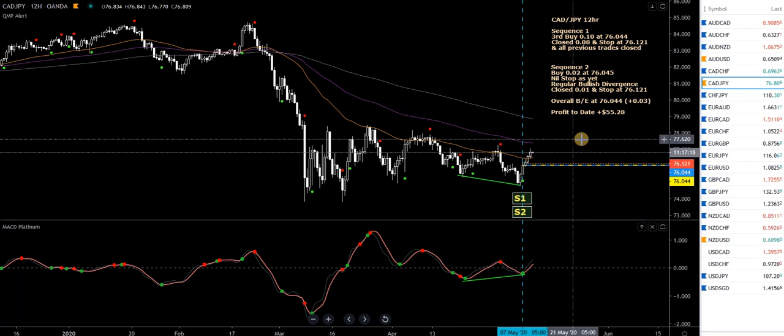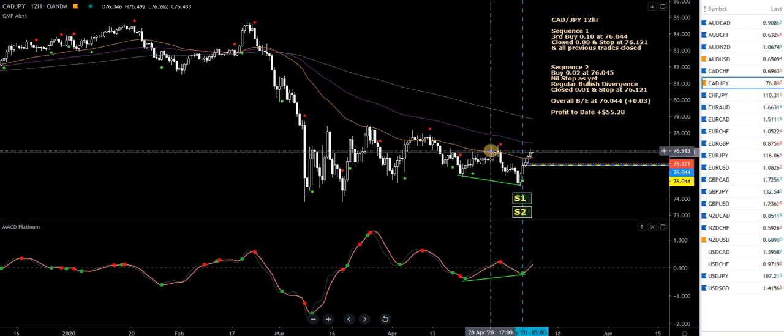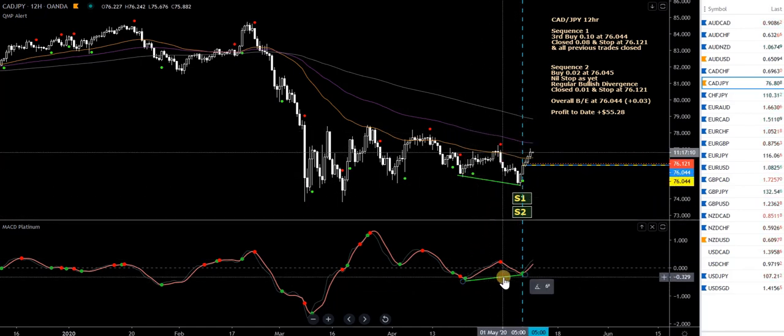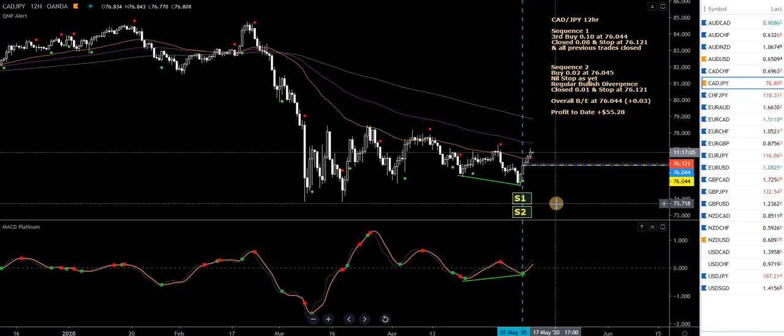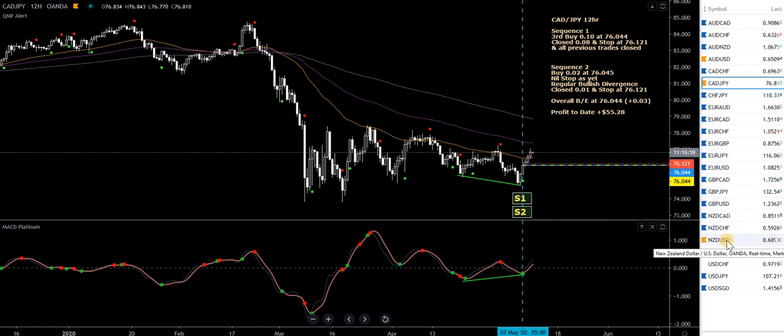This is a fairly new pair I'm trading. It's just getting up to this previous high. Also, we're into the MAs. There's nice divergence there, but it's just getting a bit tight. And with the MACD Platinum through the 0 level, time to take some action, lock in some profit, put myself in a no-lose situation. So that's the CAD yen.